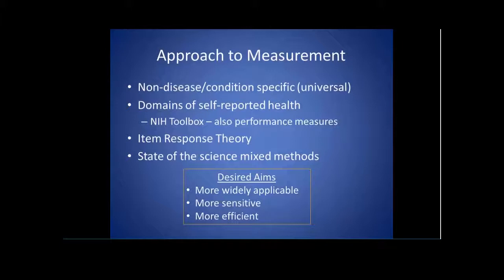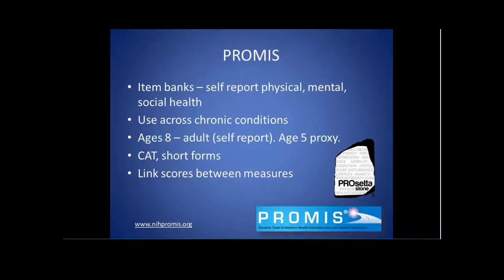So let's get started and go through each of these measurement initiatives one by one. We'll start with PROMIS, the Patient-Reported Outcome Measurement Information System. PROMIS developed a set of item banks, and they assess self-reports of physical, mental, and social health. And we'll talk more about what an item bank is when we talk about item response theory.